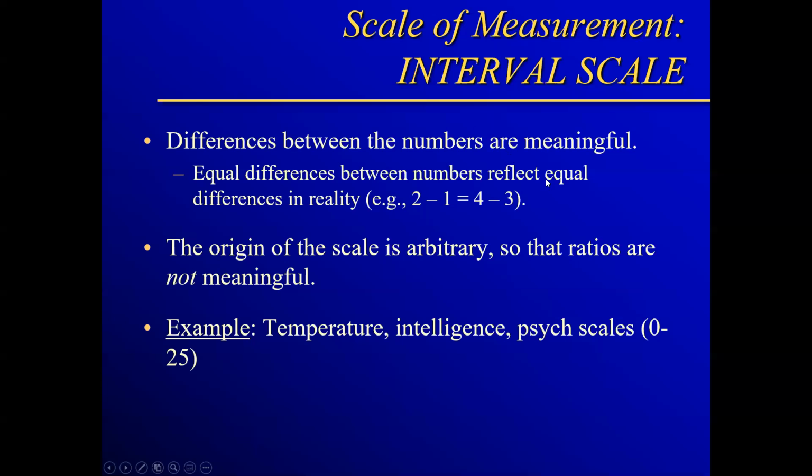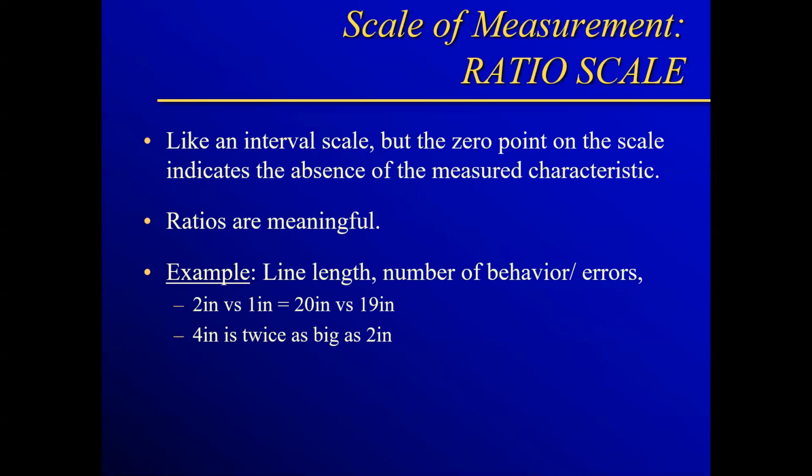This will make a little bit more sense when we go to the next one, ratio. And then I'm going to have a slide right after all these that shows you how they build upon each other. But let's go for something like a ratio scale. So a ratio scale is almost exactly like an interval scale, except the 0 point on that scale indicates the absence of something. And now ratios can be meaningful.